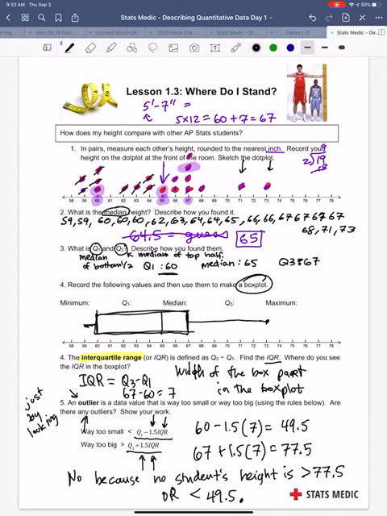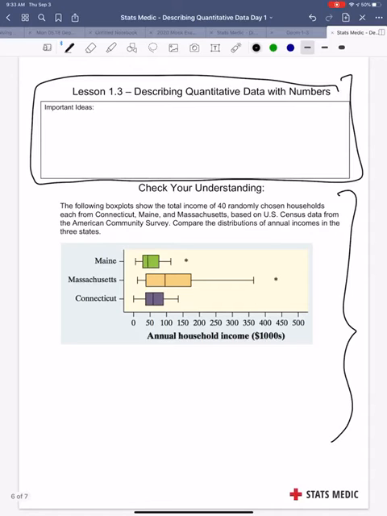Okay, good job. Now, let's take a little notes, and then you can pause the video and try out the end. So, what are some important ideas here? The biggest thing I want to point out is what's called a 5-number summary.